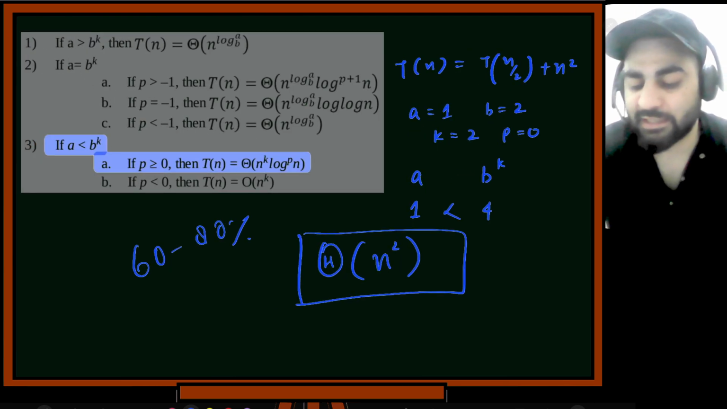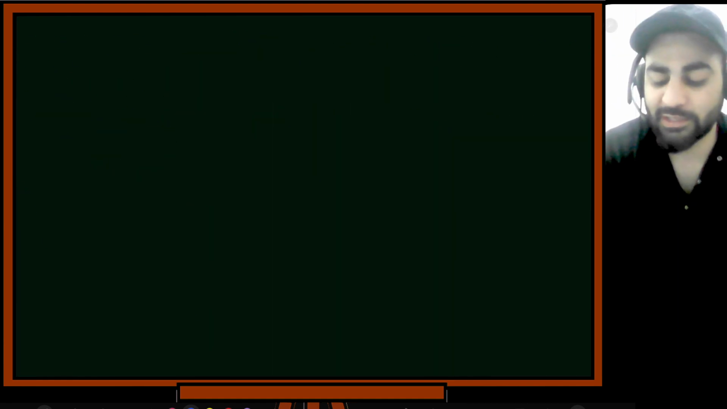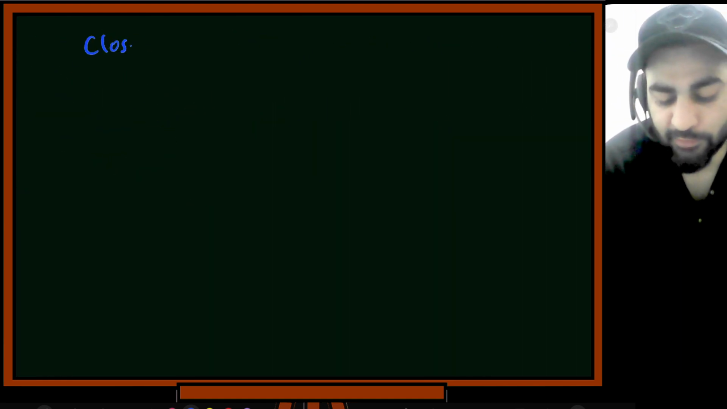These answers are asymptotic answers. There is also something called closed form answers. What is a closed form answer? Closed form means giving the exact answer.